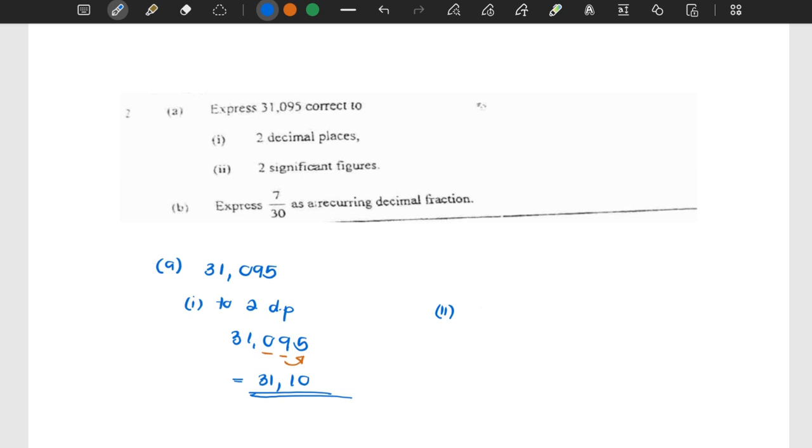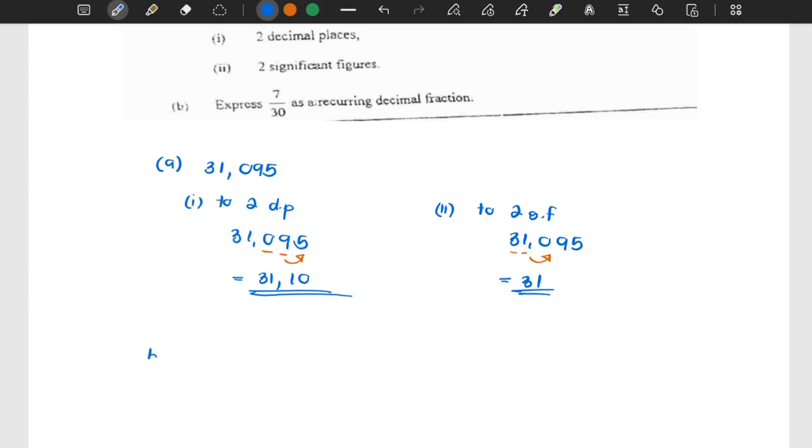So then it says now to two significant figures, right? So we have 31.095, two significant figures. So significant figures in this case, we have 1 and 2. So now we look at the 0. It's less than 5, so we round down. So it's just going to be 31.